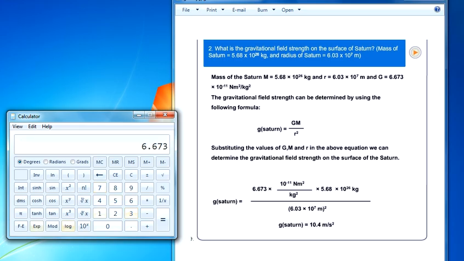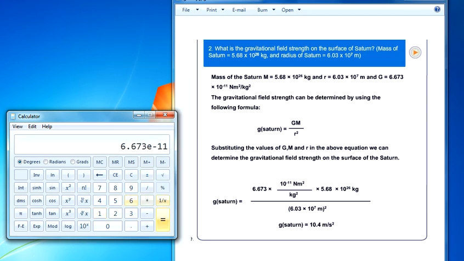6.673. Think of this EXP button as the times 10. Okay? Now see, when you hit the times 10, it comes up with E. Think of E as the times 10. Now this plus 0 is the exponent. So then you have to put the exponent in. In this case, we have to change it to a negative and 11.